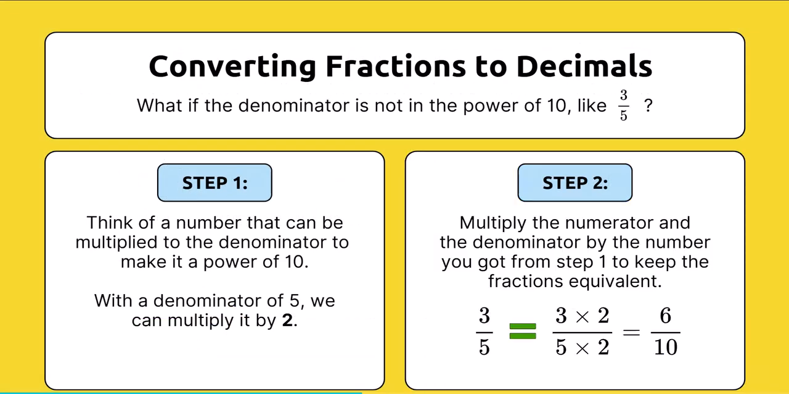What if the denominator is not a power of 10, like 3 upon 5? Let me tell you how to solve it. You can think of a number that can be multiplied to the denominator to make it a power of 10. With a denominator of 5, we can multiply it by 2. And in step 2, you multiply the numerator and denominator by the number you got from the first step to keep the fractions equivalent. For example, if you have 3 upon 5, you can multiply both numbers by 2. So 3 multiplied by 2 is 6 and 5 multiplied by 2 is 10.